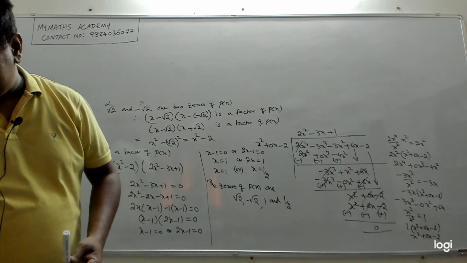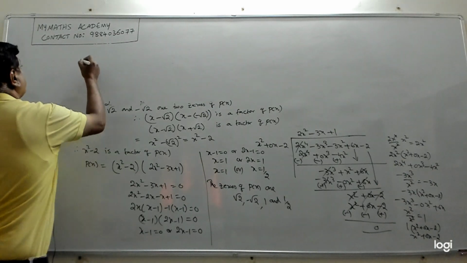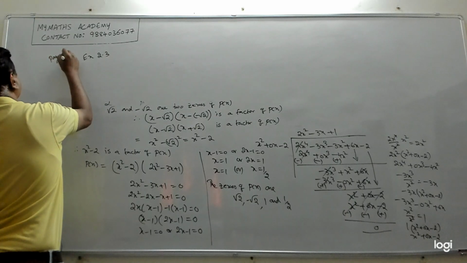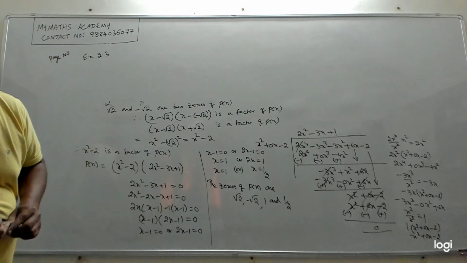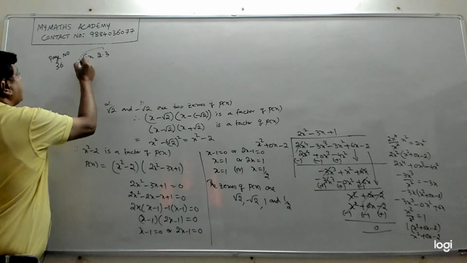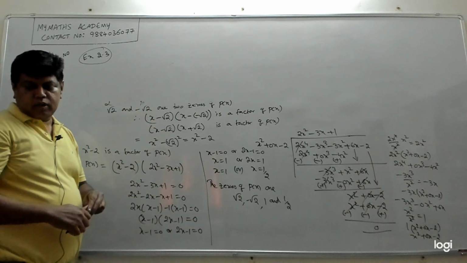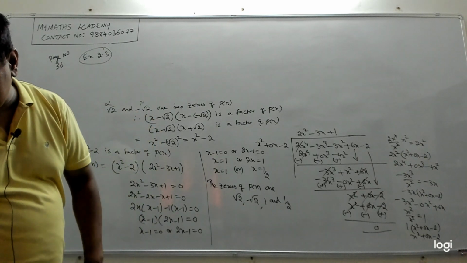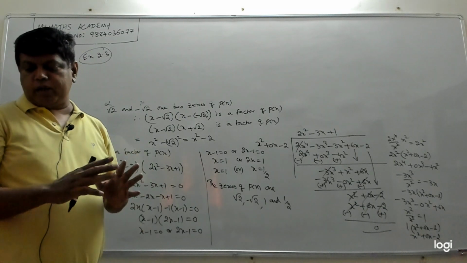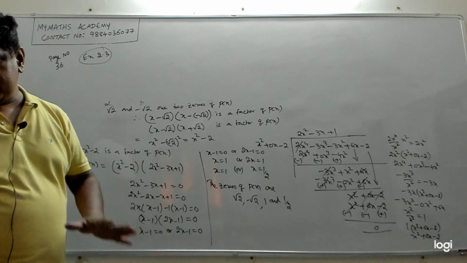So now, let's go to exercise 2.3. Exercise 2.3 in your textbook, page number 36. In the previous video I asked you to try some of the problems in 2.3. Not sure how many of you have tried, but the first problem is: divide the polynomial p of x by the polynomial g of x and find the quotient and remainder.